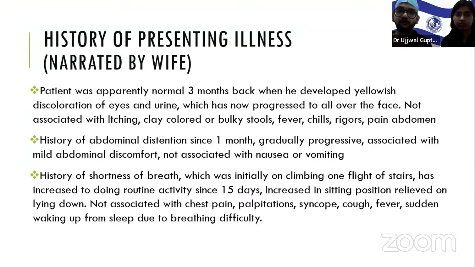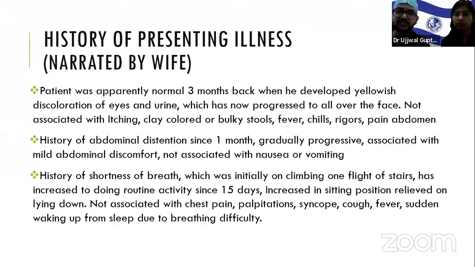He was apparently normal 3 months back when he developed yellowish discoloration of eyes and urine, which has now progressed to all over his face. It is not associated with any itching, clay-colored stools, bulky stools, fever, chills, rigors, or pain abdomen. He also has history of abdominal distension since 1 month, which is gradually progressive. It is associated with mild abdominal discomfort, but is not associated with any nausea and vomiting.